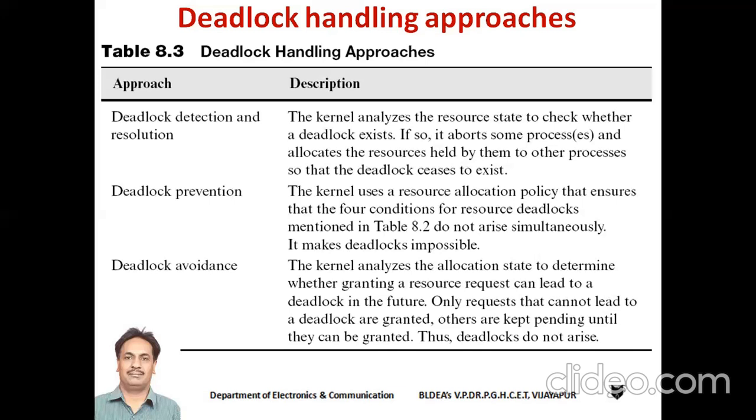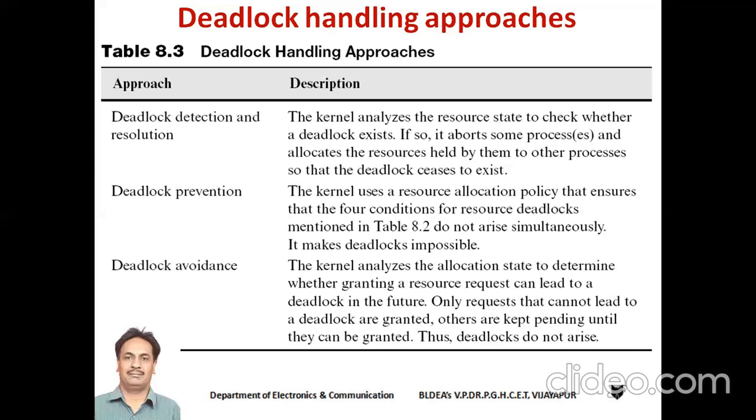The second approach is deadlock prevention. In this case, the operating system will see that the resource allocation policy itself ensures that the four conditions which are required for the occurrence of deadlock do not occur simultaneously. By doing so, the operating system will make the deadlock impossible.